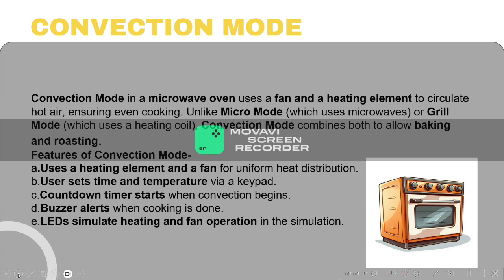Unlike micro mode or grill mode, convection mode combines both to allow baking and roasting. The features of convection mode are as follows. It uses a heating element and a fan for uniform heat distribution. The user sets time and temperature via keypad. A countdown timer starts when the convection begins. A buzzer alerts when cooking is done. LEDs simulate heating and fan operations in the simulation. These are some of the features of convection mode.